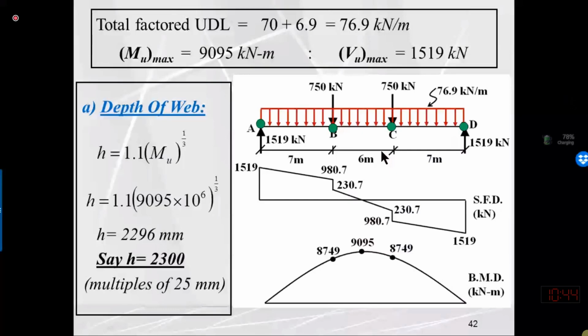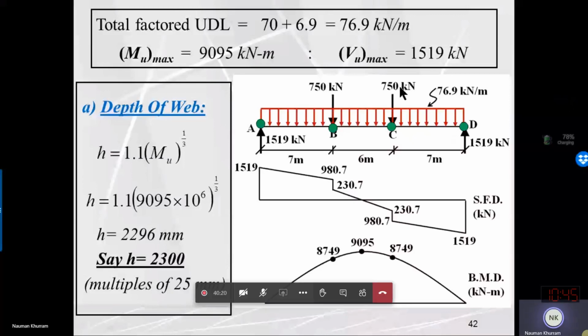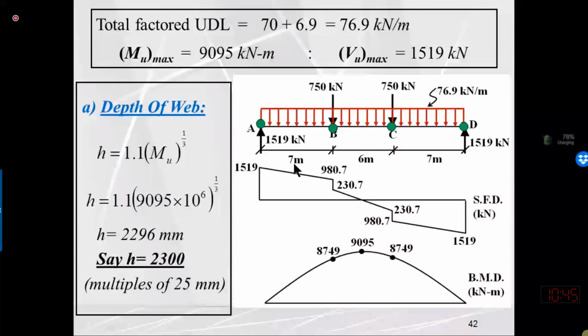We are given this plate girder. Total length is 20 meters, 7 plus 6 plus 7. It is subjected to a UDL load of 70, not 76.9. Why is this 76? Because it includes the self weight. So a total UDL load of 70 kilonewton is acting, and two point loads each of 750 kilonewton are applied at a distance of 7 meters from either end, one from end A and the other from end D. The magnitude of both loads is 750.